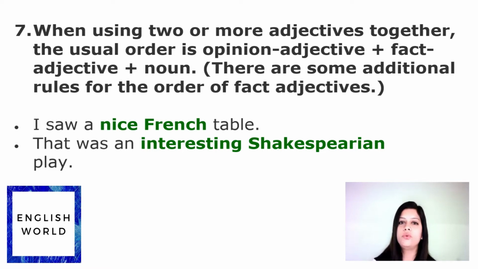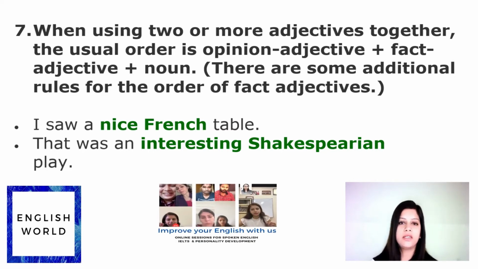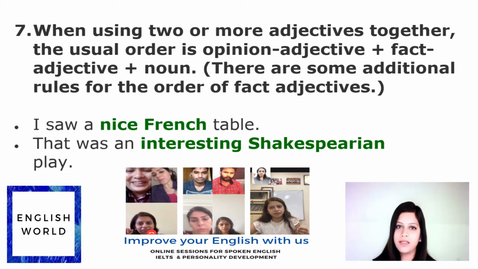Now, when we are using two adjectives to describe one noun, the usual order is opinion adjective, fact adjective, and then the noun. First, we will say the opinion. What is my opinion on that, or what is your opinion? So, first opinion is mentioned, then the fact, and then the noun. I saw a nice French table. Nice is an opinion that you think it is nice. So, nice will come first. Fact is that it is manufactured in France, so it is French. So, opinion first, and then the fact, and then you will put the noun.